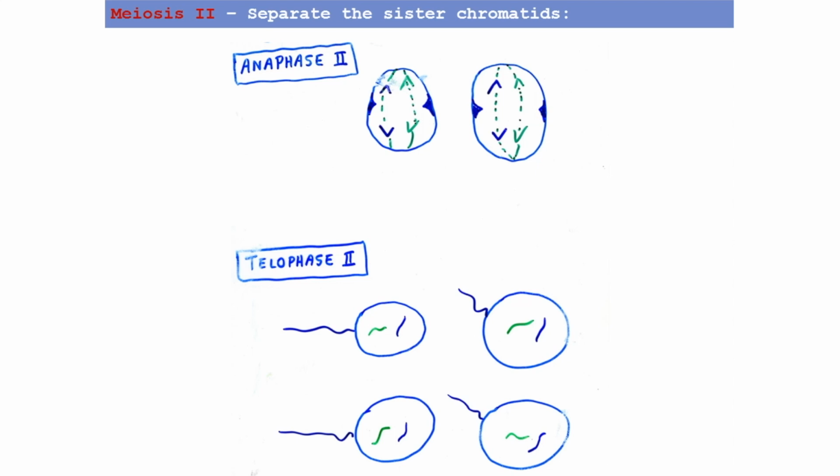I have 2 here because we already split them once in the first division. So then in telophase 2, you pinch together the membrane. I've drawn tails on them as if we're building sperm here. There's other stuff that goes on to do that.